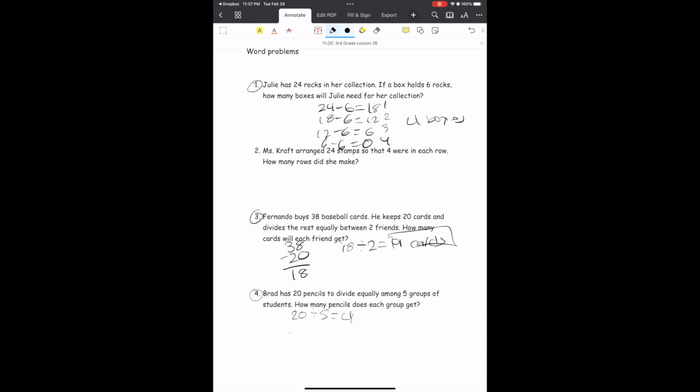But if you need help, you could always do 20 minus 5 is equal to 15. 15 minus 5 is equal to 10. 10 minus 5 is equal to 5. And then 5 minus 5 is equal to 0. So you have 1, 2, 3, 4. So your answer would be 4 pencils. Make sure you guys don't forget to put your units.